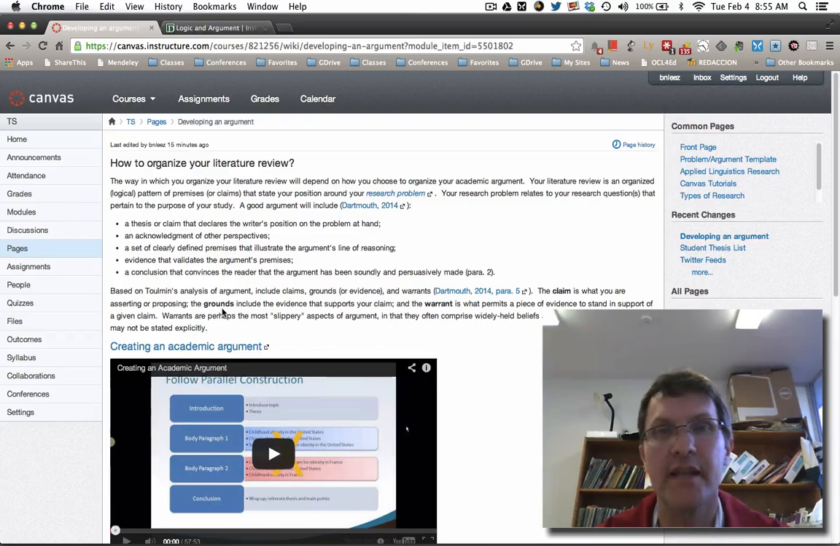So what you don't want at the end, after your readers finish with your paragraph, is them asking, well, what's the relevance of this evidence to the main idea? I don't see the connection. Think of the warrant as making that connection very clear. It ties the evidence or the grounds to the claim.